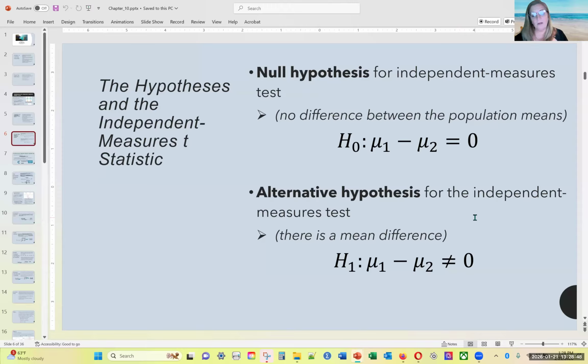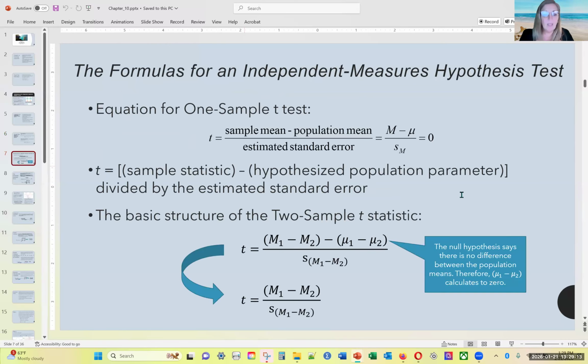The alternative hypothesis for the independent measures t-test says that there is a mean difference. It does not equal 0. So the null hypothesis for an independent measures t-statistic says that the difference between your groups is 0. The alternative hypothesis says that the difference between your groups is not 0. There's a difference. All right, so the formulas for the independent measures hypothesis test are as such.